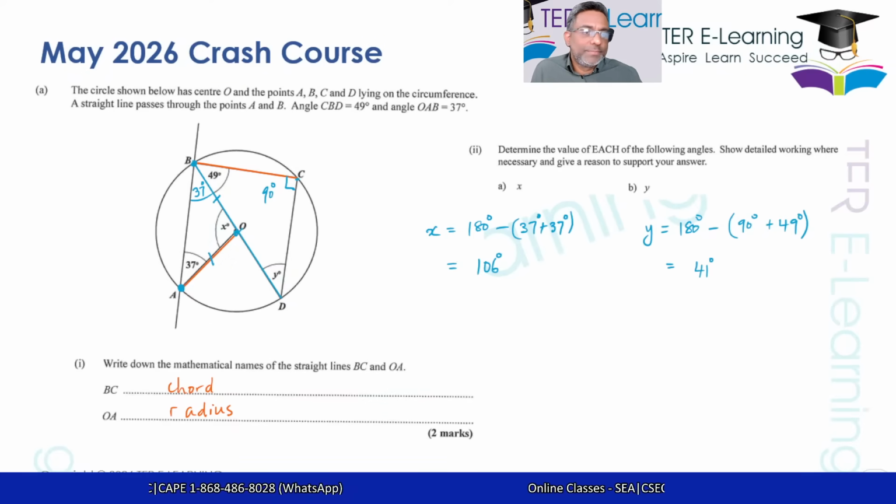Okay, so the answer is 41, right? The answer is 41. All right, this next one here is on bearings. So this is a number 9. This is a number 9 question, right?